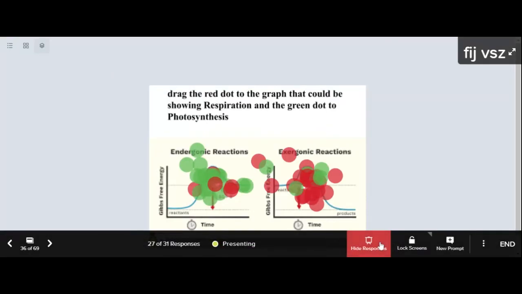Okay, how are you doing? Okay, most of you, yes. So the photosynthesis is endergonic. That's going to be absorbing energy, the energy of light, right? So green is the photosynthesis one. That's over here on endergonic. And red is respiration. That's exergonic. That's energy releasing. Excellent job. Okay.